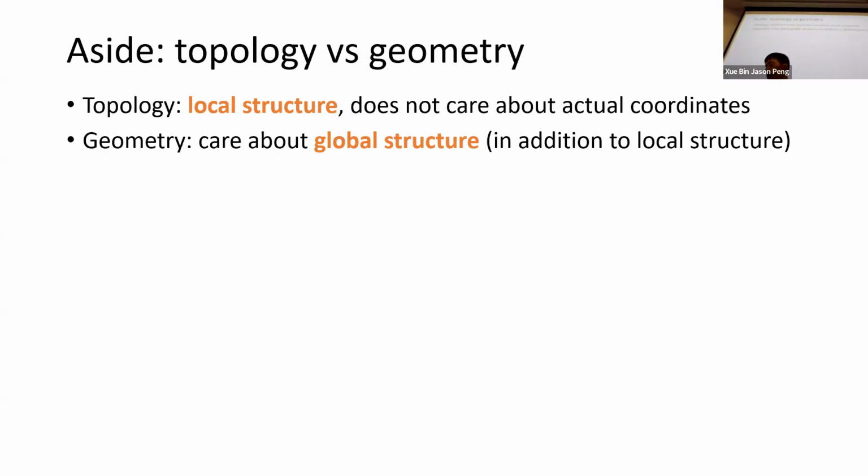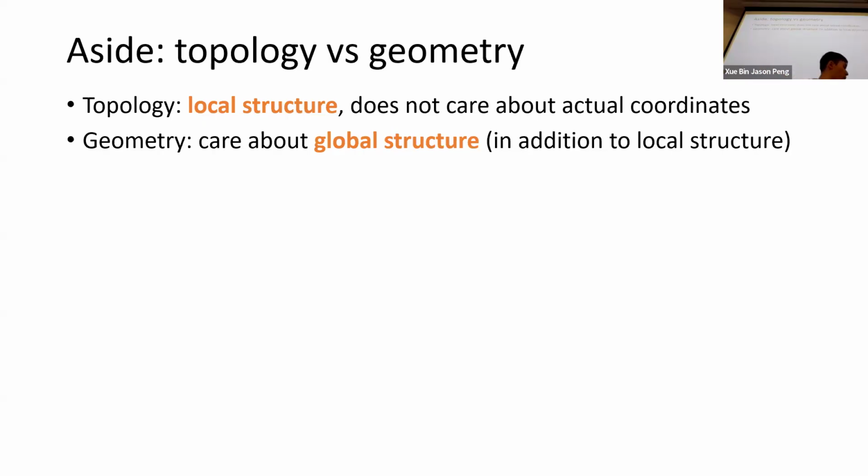Okay. So when we talk about the topology of a mesh, this refers to the local structure of a mesh, which describes how the different vertices are connected to each other. So the topology of a mesh is mainly focused on which vertex is connected to which other vertex. But the topology of a mesh doesn't really care about the global structure of the mesh. The global structure of the mesh is defined by the geometry of the mesh. And this is represented by both the topology, how the vertices are connected to each other, as well as the actual coordinates of the vertices themselves.